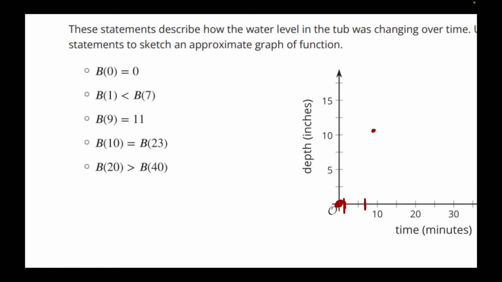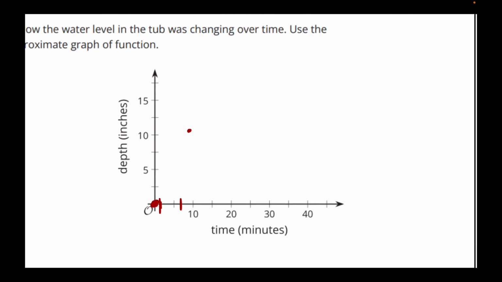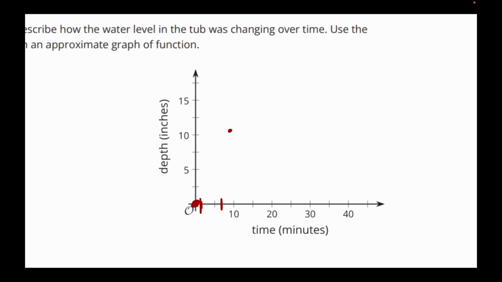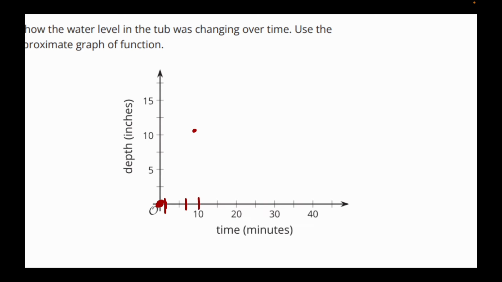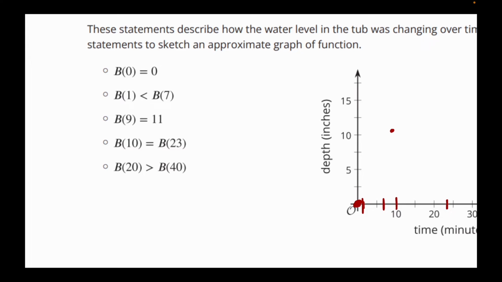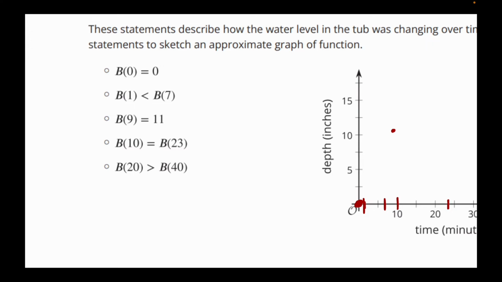Our fourth piece of information here is that the level of the bath at 10 minutes is equal to the level of the bath at 23 minutes. So b of 10 equals b of 23, which means they don't give us a specific value, but we know that it's flat at that point. So I'm also going to make some marks on my horizontal axis here. That was at 10 and 23. So I'm going to make myself a mark here. And 23 should be right about there. I know it needs to be flat in that area, or at least needs to be equal.